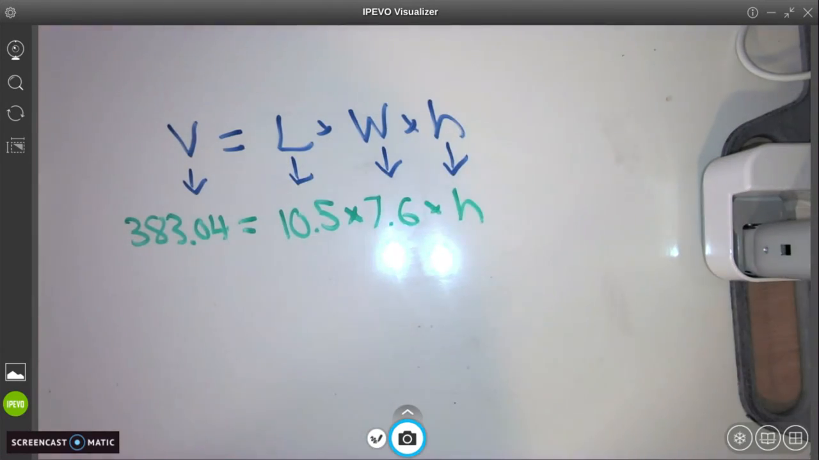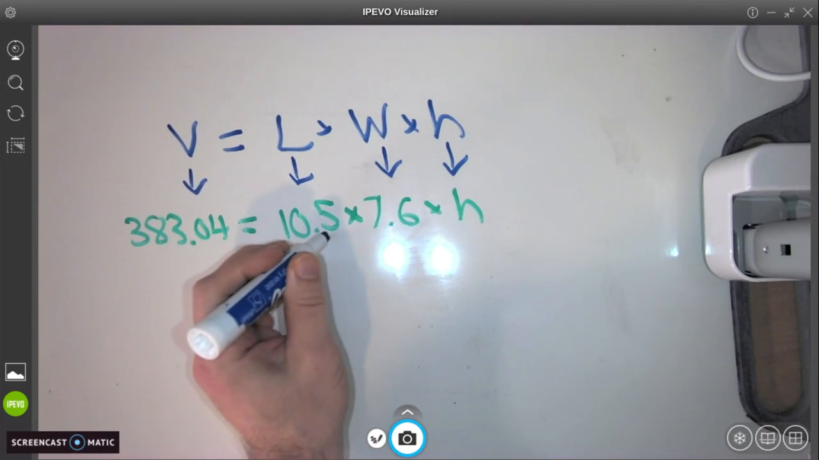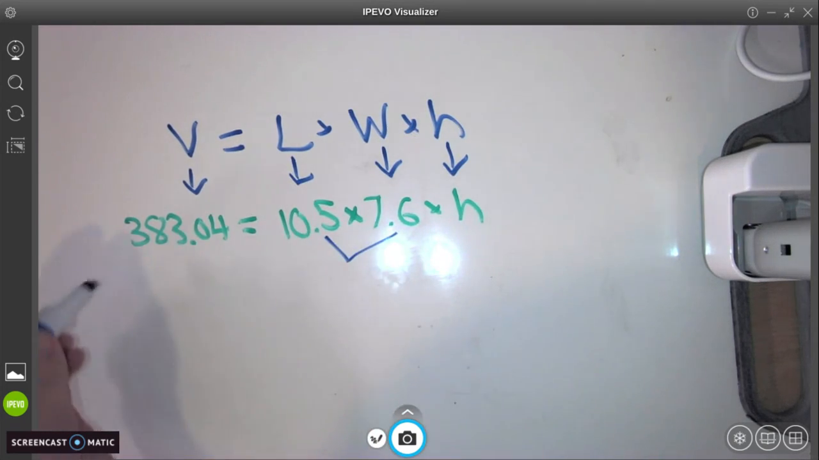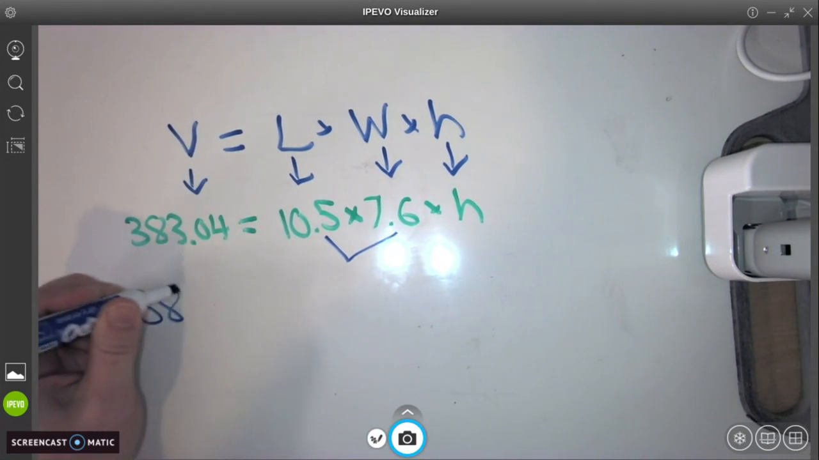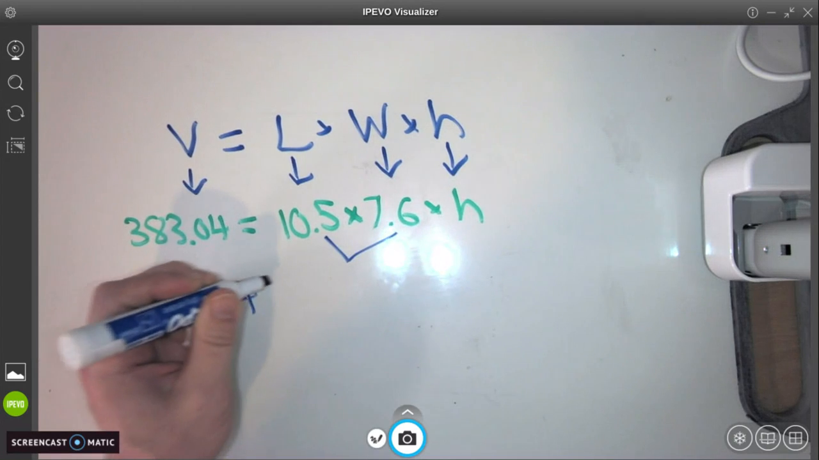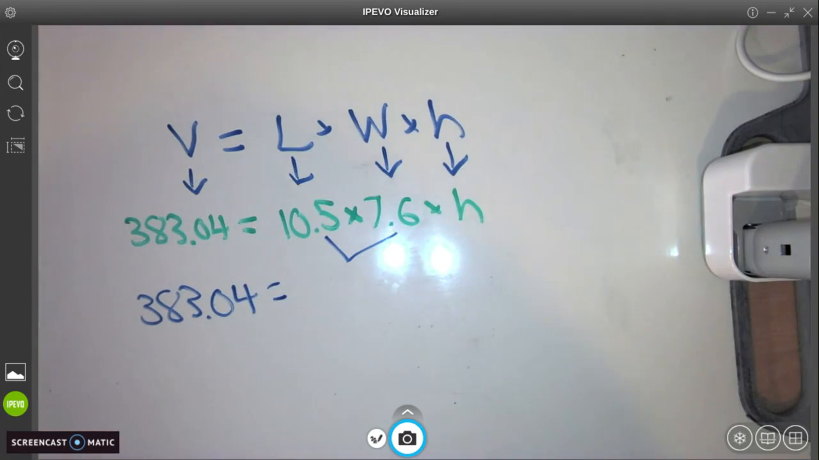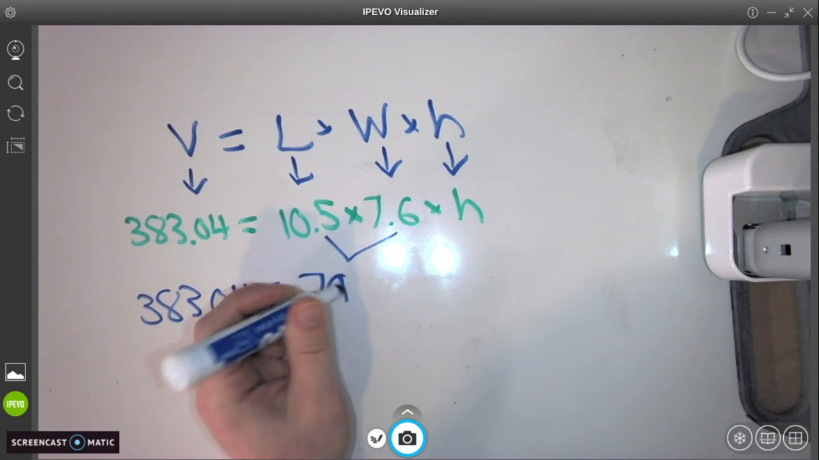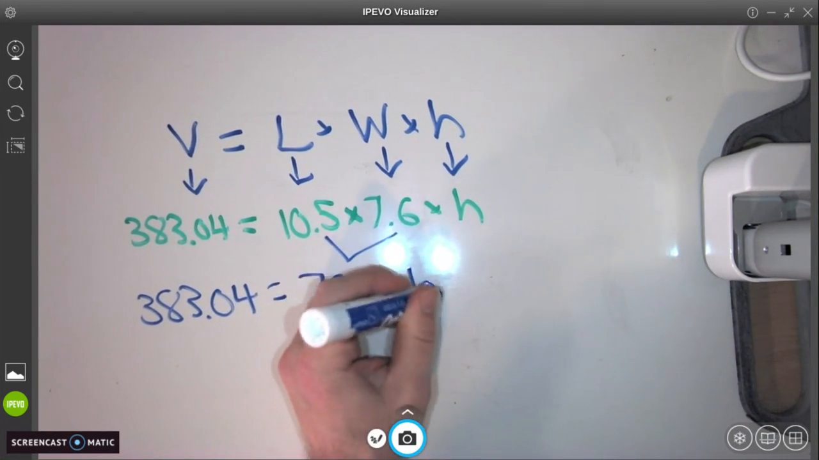So if I wanted to solve for this, the first thing I'm going to do is I need to solve for the variable. So I'm going to simplify by multiplying these two numbers together because I can do that. So then we have 83.04 equals, okay, and then we have to do 10.5 times 7.6, and we get 79 and 8/10 times height.